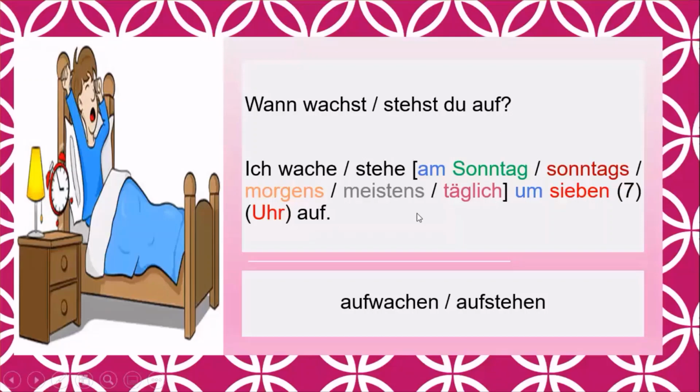To which you can answer ich wache or ich stehe am Sonntag, on Sunday, Sonntags, Sundays, morgens, mornings, meistens, mostly, täglich, daily, at 7 o'clock, 7 Uhr auf. So ich wache or ich stehe, you can add any of these adverbs or the day, or you can just simply say ich wache or stehe 7 Uhr auf.